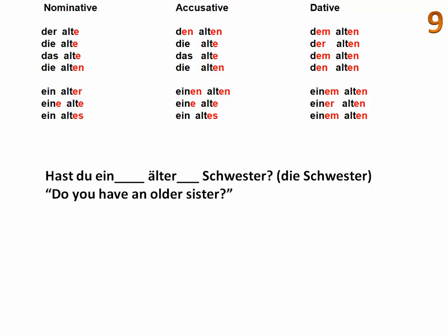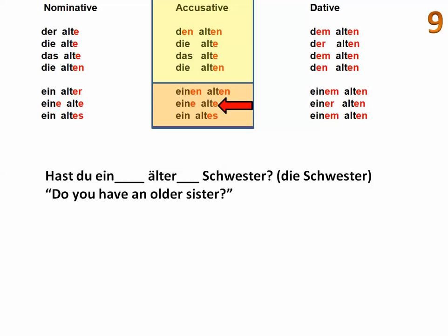Okay, so here we have, do you have an older sister? Hast du eine ältere Schwester? So, do you have an older sister? Here we're going to say that it's accusative, because do you have what? An older sister. It's a direct object. Then we're going to use an indefinite article, ein. And since Schwester was originally a feminine noun, hast du eine ältere Schwester?